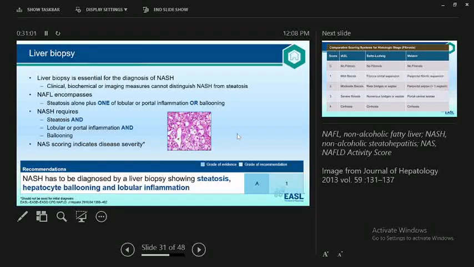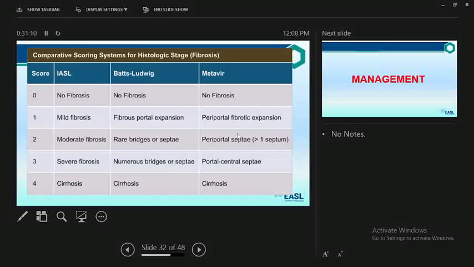The liver biopsy is essential for the diagnosis of NASH. Yes, true. The diagnosis of NASH requires steatosis plus lobuloportal inflammation with ballooning. So what is the fibrosis? The fibrosis again can be divided into certain stages, because this is important for us to determine the medical management.